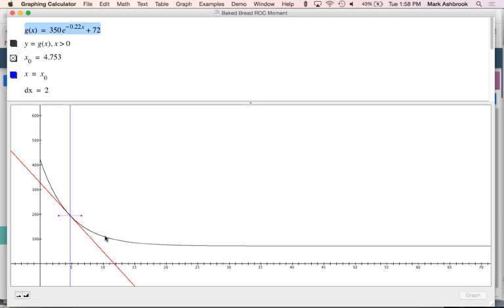So here I'm zoomed in at 4.753. I think you had some exercises like this in your homework, right? Something that looked like this. So let's do this for the baked bread. At 4.753, I'm going to zoom in on that.